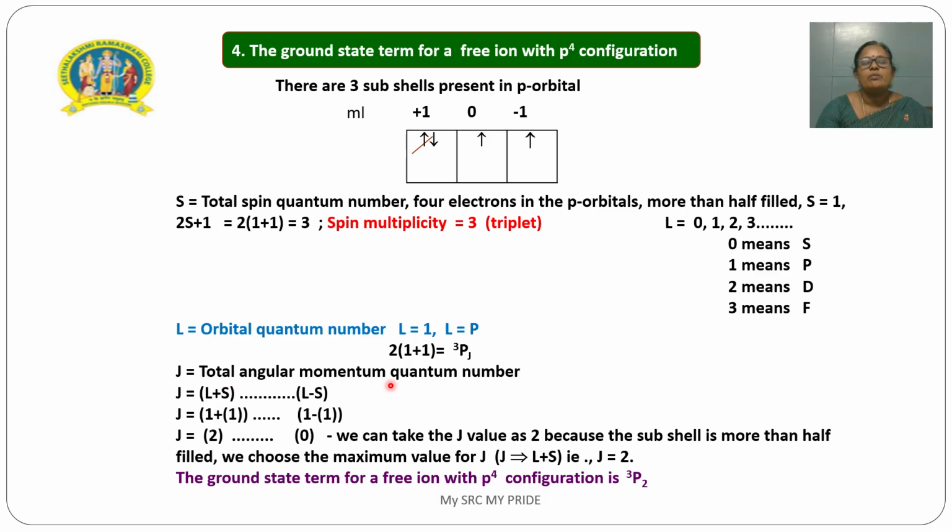J, total angular momentum quantum number, J is equal to L plus S up to L minus S. Therefore, J is equal to L 1 plus S 1, 1 plus 1 equal to 2, and L 1 minus S 1, 1 minus 1 is 0. We can take the J value as 2 because the subshell is more than half filled. We choose the maximum value for J, J equal to L plus S, which is equal to 2. The ground state term for a free ion with the P4 configuration is 3P2.